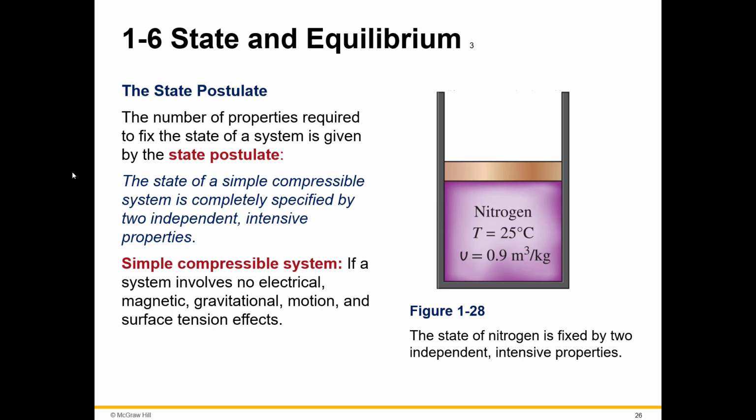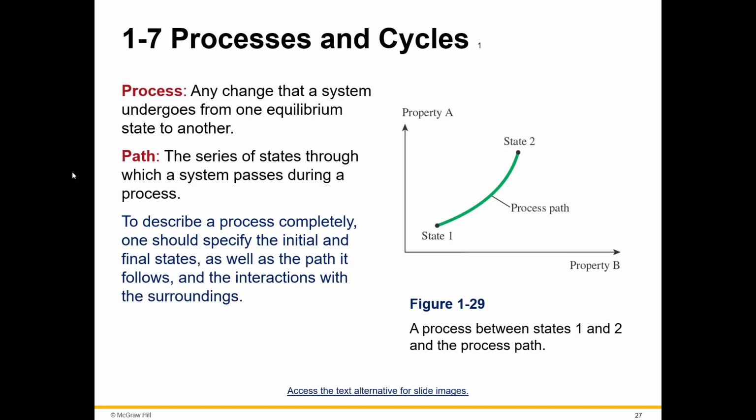Okay? And then a simple compressible system is one where the system involves no electrical, magnetic, gravitational, motion, or surface tension effects. So that's what we mean by simple compressible system. And then you see over here, we've got 2 independent intensive properties, temperature and volume.